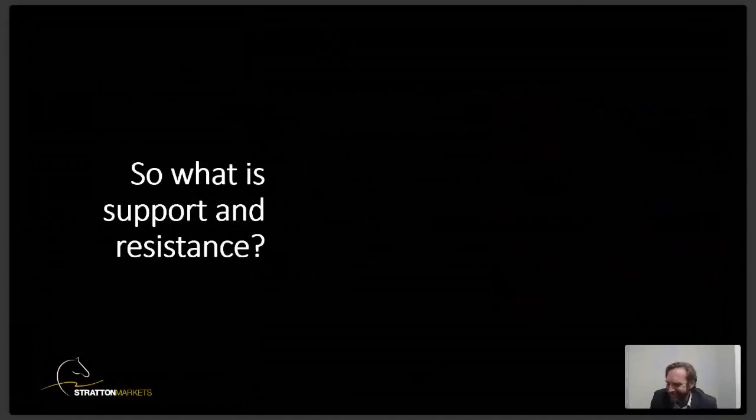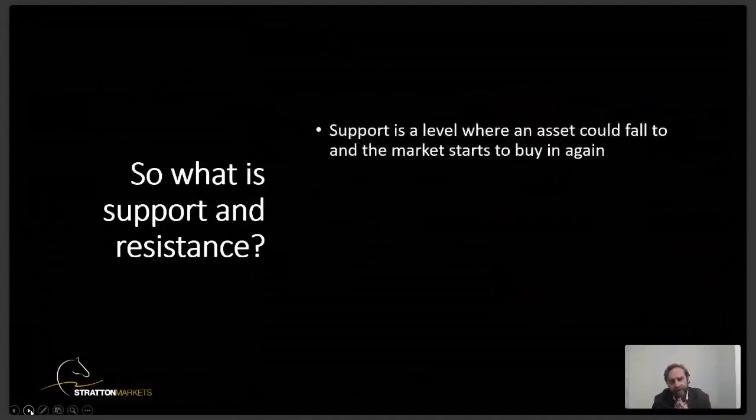So anyway, what is support and resistance? Support is a level where an asset could fall to, and then the market starts to buy in again. So it acts like a trampoline. You see an asset coming down, touch the support level, and then all of a sudden you'll see it start moving back up again. So the market starts buying in.